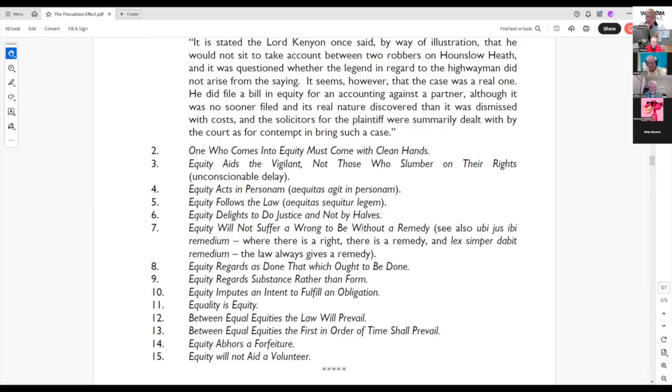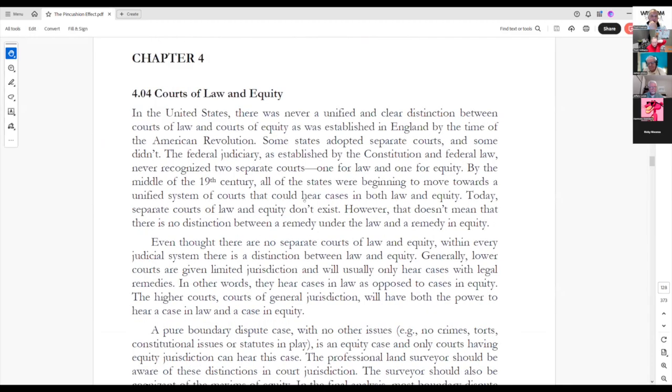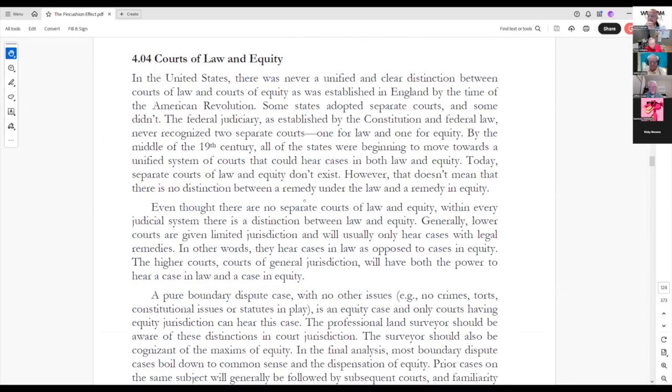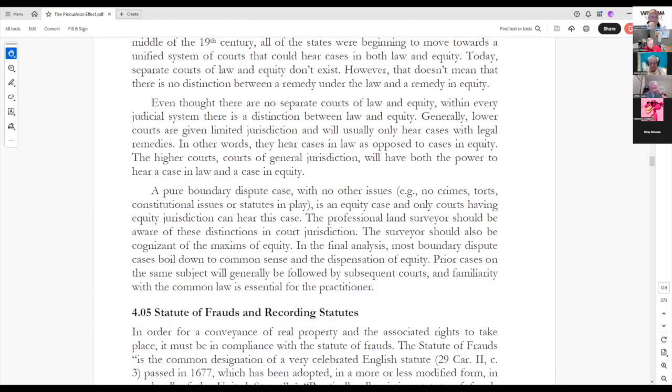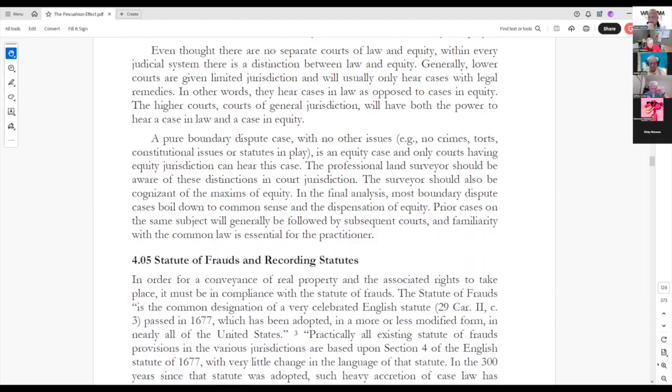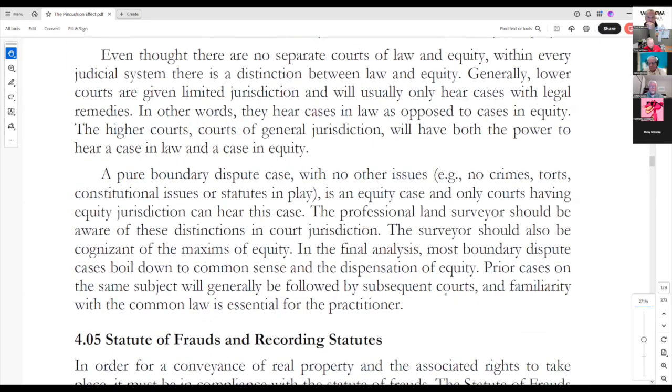Okay, well, I think that's a great segue into the next section, because we actually talk about the recording statutes and the first to record and some of those, the statute of frauds there. So just to finish out in 4.04 here, courts of law and equity, I think we've covered this material really well. I'm just going to read the last paragraph in this section here. It says, a pure boundary dispute case with no other issues, no crimes, torts, constitutional issues, or statutes in play, right? It's just a question of boundary, is an equity case, and only courts having equal equity jurisdiction can hear this case. We've talked about that.